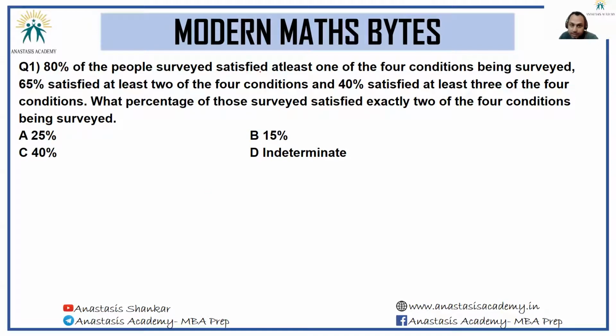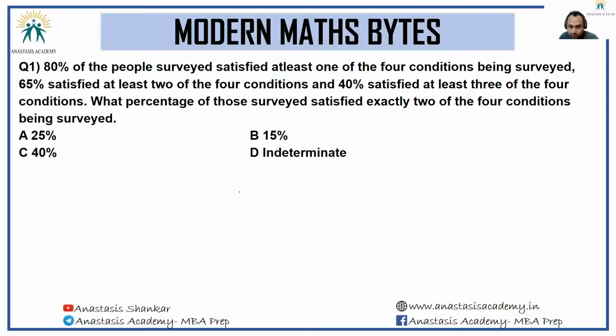80% of people surveyed satisfied at least one of the four conditions being surveyed. 65% satisfied at least two of the four conditions, and 40% satisfied at least three of the four conditions. What percentage of those surveyed satisfy exactly two of the four conditions being surveyed?